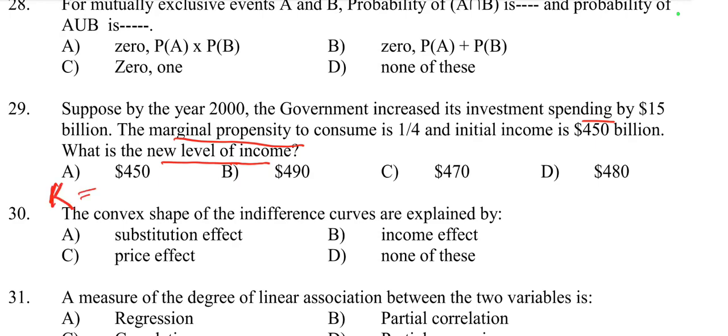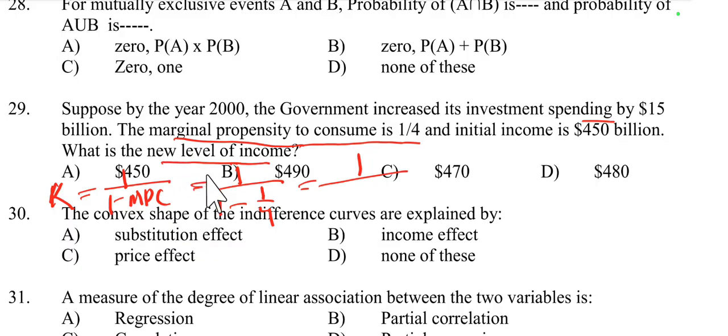So the multiplier formula is K equals 1/(1 minus MPC). We use the multiplier formula to calculate the value. K equals 1/(1 minus MPC). The MPC value is 1/4, so K equals 1/(1 minus 1/4). 1 minus 1/4 is 3/4. So 1 divided by 3/4 means 4/3. The K value, the multiplier value, is 4/3.